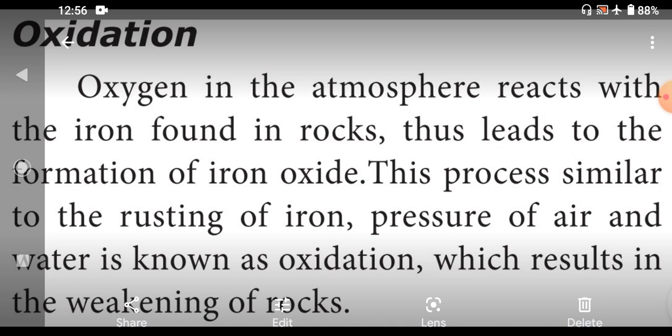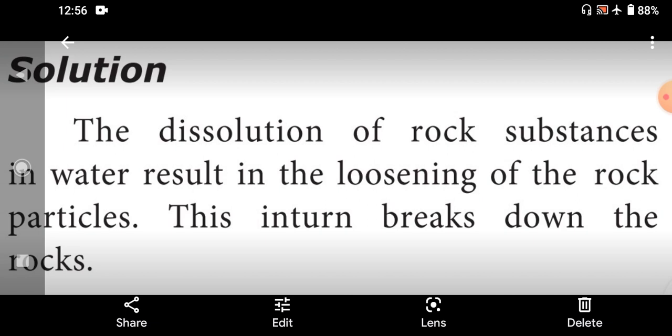That means the oxygen joins the iron and forms iron oxide. This process of the rusting of iron in the presence of air and water is known as oxidation, which results in the weakening of rocks. What will happen because of it? The rocks will get weakened. Then the second one is the solution.